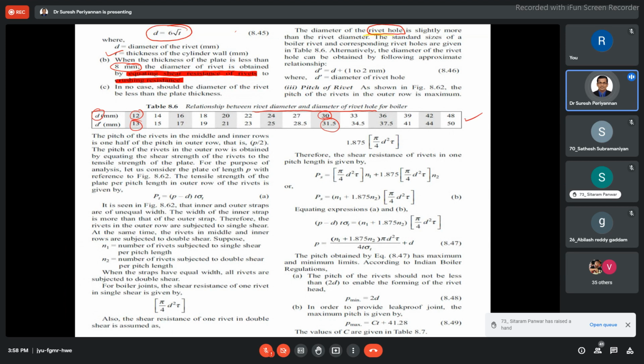Now they have given some standard relationship also for the hole diameter: d dash is equal to d plus 1 to 2 mm. This is the diameter of the rivet hole.